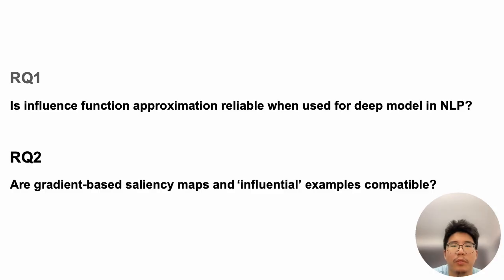Here are two research questions for their experiments. The first question is: is the influence function approximation reliable when used for deep models in NLP? And the second question is: are these gradient-based saliency maps and the influence function-based maps compatible?